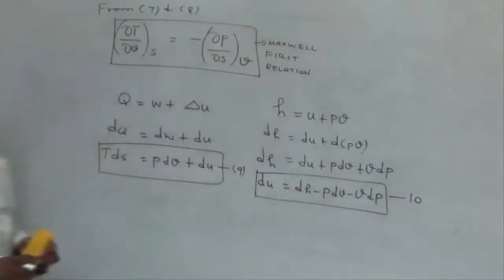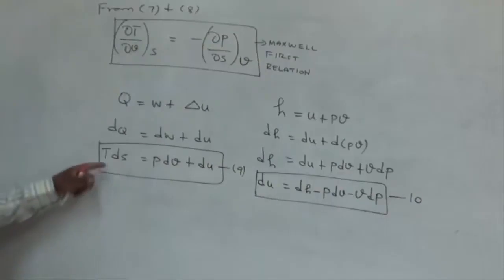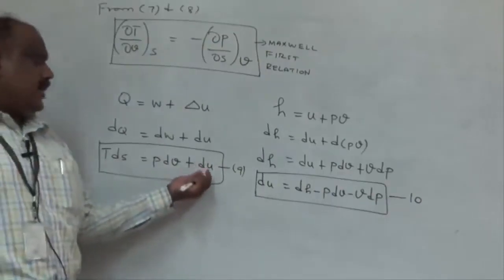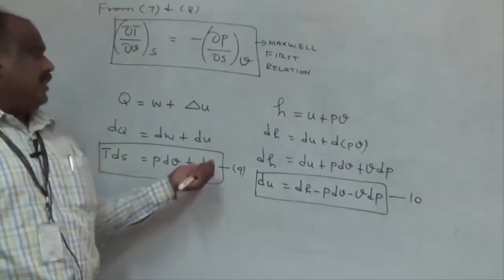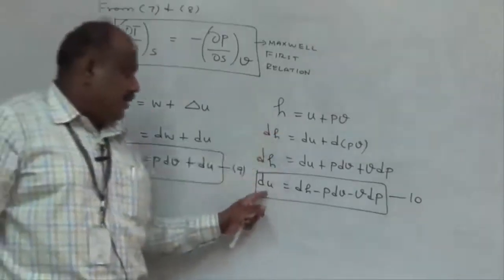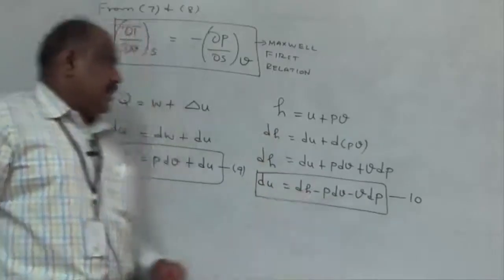So once again I use the first law of thermodynamics only. We end up with the same equation, Tds equal to PdV plus dU. But I want to substitute dU in terms of enthalpy. So I already know that H equal to U plus PV. From that, dU will be equal to dH minus PdV minus VdP.